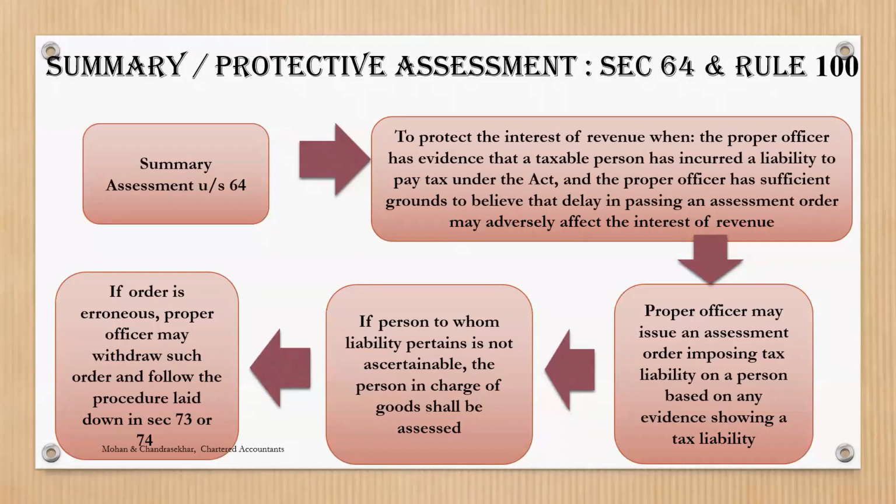If the person to whom the liability pertains is not ascertained, that is, you don't know to whom the notice has to be issued, the person who is holding the goods, on him the order will be passed. So there are some goods, and we don't know who is owning the goods. The person who is storing those goods or keeping them in custody, on him the order will be passed. If later on this order is found to be erroneous, the proper officer may withdraw such order, and the normal process of show cause notice under section 73 or 74 will be followed.